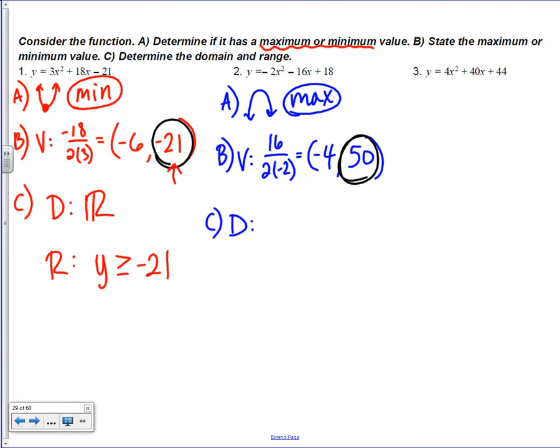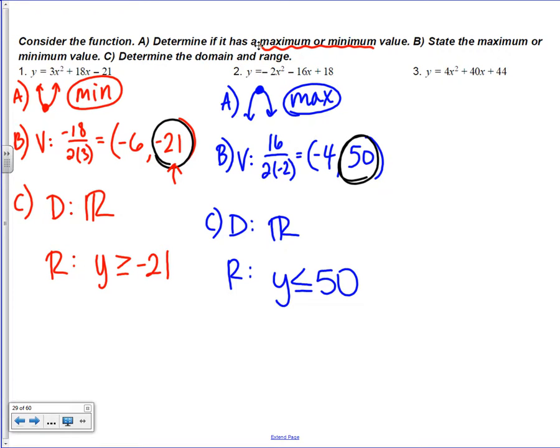Okay, domain and range. As for all parabolas, the domain will keep getting wider and wider horizontally, so that means all real numbers. The range, this thing had a maximum right up here, and that was at 50. So the y's will always be less than or equal to 50.